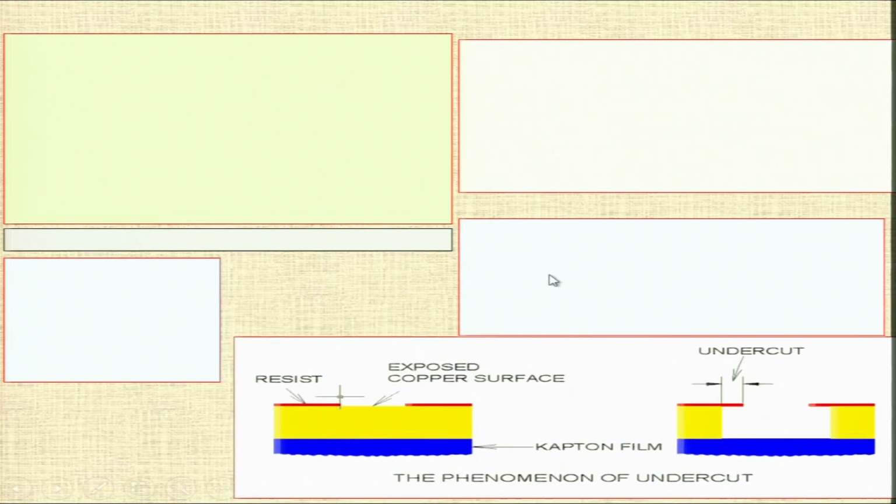Now you can see the same thing with a better picture. Resist is there. This is the surface or the area which is to be exposed to the etchant, and again resist. This is the base material, and this is the Kapton film, and this is the undercut. Now this much material has been removed, and you can clearly see this is the undercut, which is undesirable, but it is a part of the process.